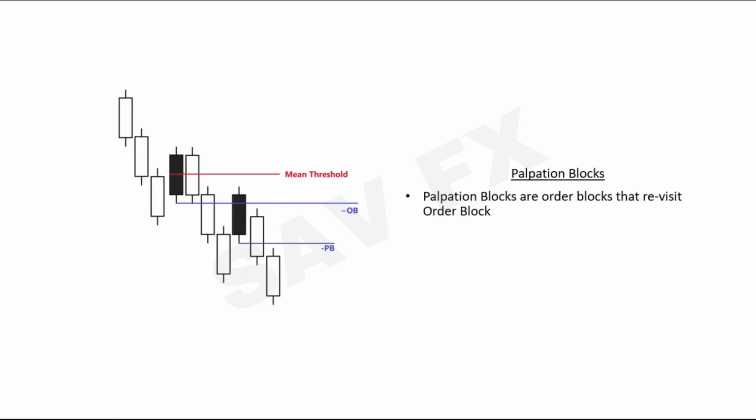So we also have propulsion blocks. In simple terms, propulsion blocks are order blocks that revisit order blocks. Right now we had a bearish trend, and we had a minor retracement higher. We have a bullish candle right here. The price draws lower and closes below it. This becomes a bearish order block. Price goes higher, draws back into the range, does not close above the mean threshold, then draws lower, and the next candle closes below it. This order block becomes a propulsion block, meaning that it's supporting lower prices.